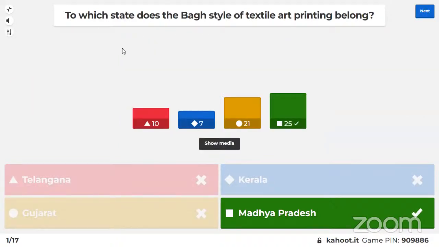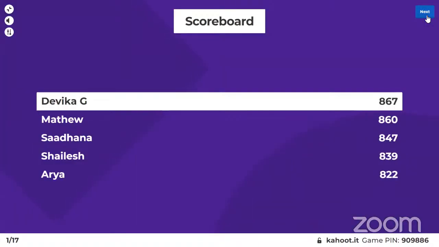I think that was way too easy a question to start off with. The quiz master was being way too easy towards every one of you. 25 of you have got it correctly. It's almost half of the participants. Let's see where exactly everyone is standing. What exactly is the scenario of the leaderboard? Devika is on top with 867 points, followed by Mathew, Saadhana, Shailesh, and Arya. Good going. The architects are waiting, I think, to come up so that there could be architecture questions. Let's wait and see what's there in the next questions.